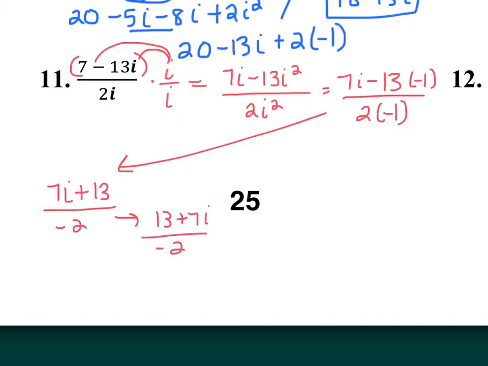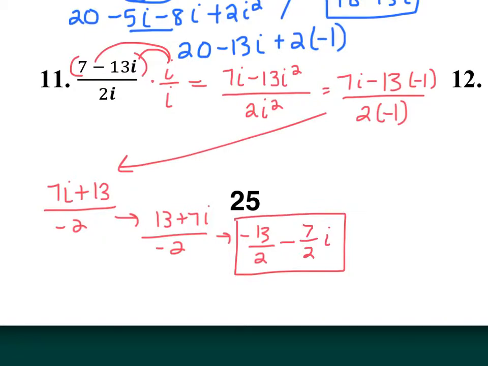Split it into two fractions. So it's going to be negative 13 over 2, because we want to keep the negative in the numerator. And then instead of doing plus 7i over negative 2, just subtract it, because this fraction would be negative anyway. So just subtract a positive 7 over 2 i. And that's your final answer. So a is negative 13/2, b is negative 7/2.